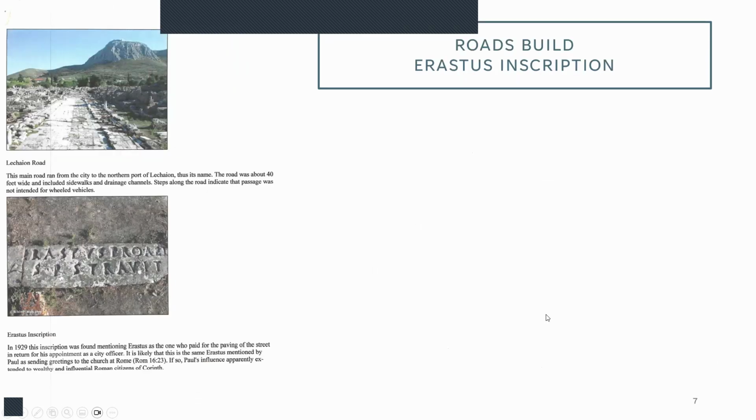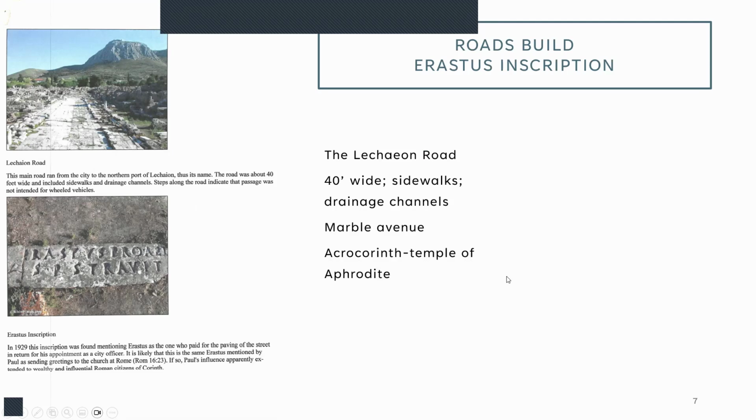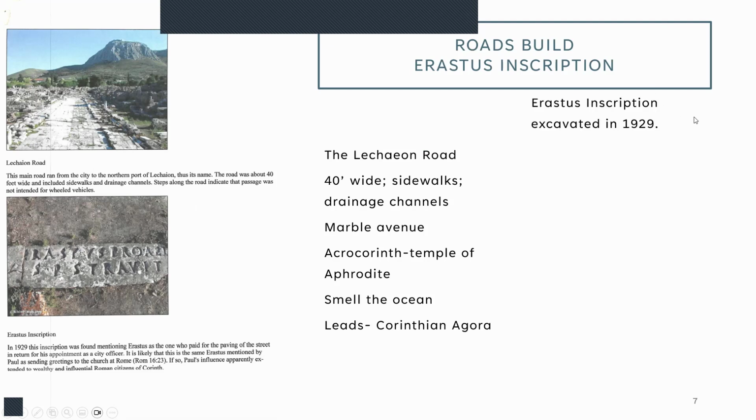The roads were built. This is an inscription, the Erastus inscription that was found in 1929. This Lechaion Road, this main road, ran from the city to the northern part. The road was about 40 feet wide and included sidewalks and drainage channels. Steps along the road indicated the passage was not intended for wheeled vehicles. Isn't that interesting? It was marble. You could smell the ocean from it. It leads from Corinth to the agora.